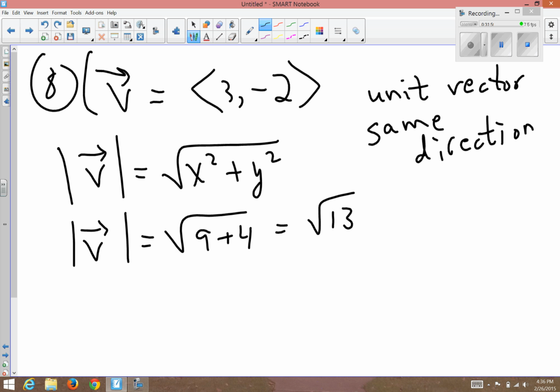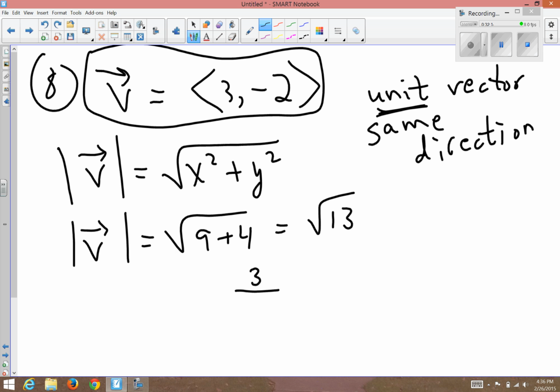So this is not a unit vector. The unit vector would have magnitude 1. The magnitude of this vector is not 1. But if we divide both of these components by this number, this vector will be a unit vector, and it will be in the same direction as that.